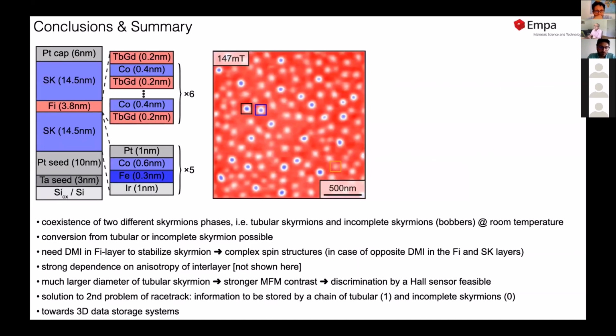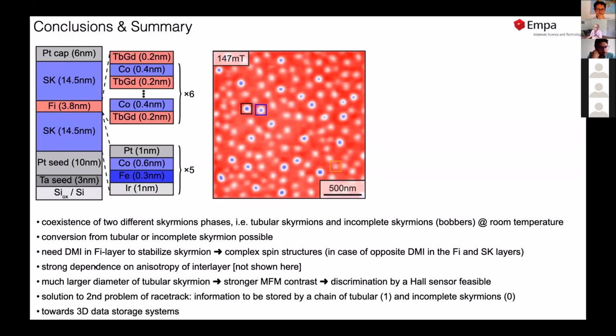And that brings me to the conclusion and summary. I've shown you that in this complex tri-layer heterostructure sample, where we have a skyrmion generator layer at the bottom and at the top, and this ferrimagnetic interlayer, we can have two distinct skyrmion phases at room temperature. And this is very crucial. I have also shown you that we can convert the tubular skyrmion to an incomplete skyrmion, and that we need a DMI to stabilize the skyrmion in the interlayer.